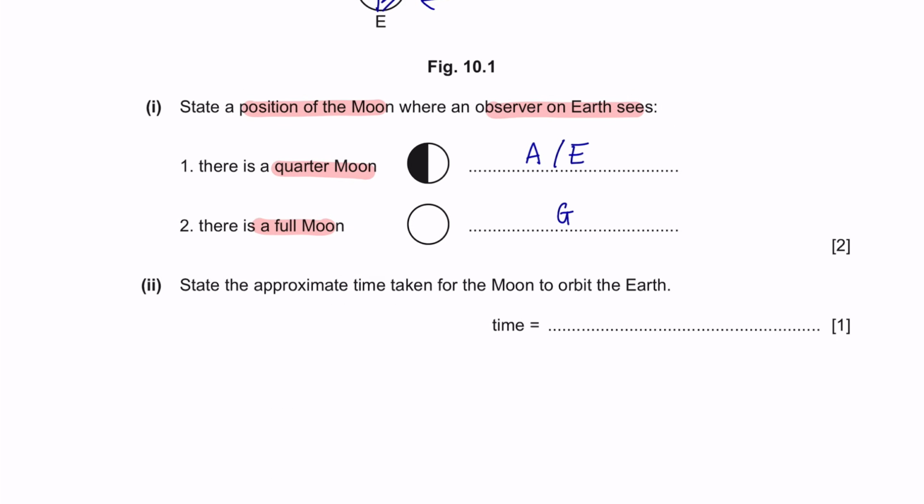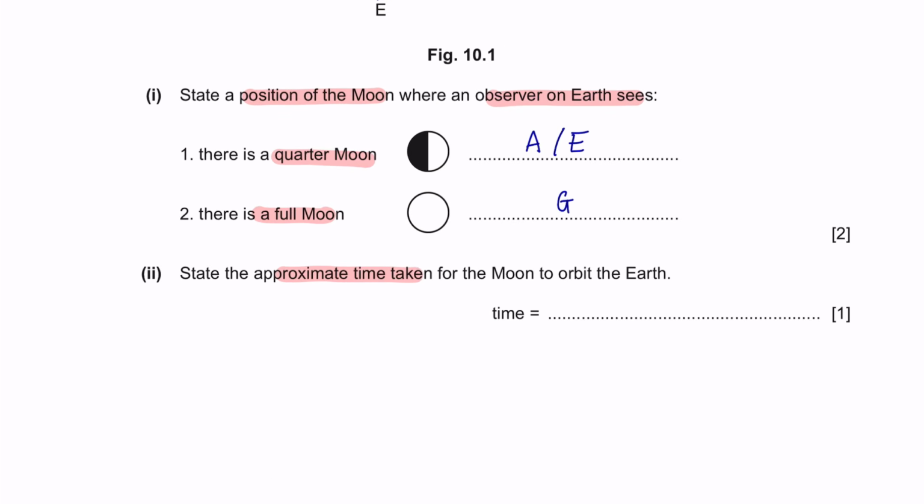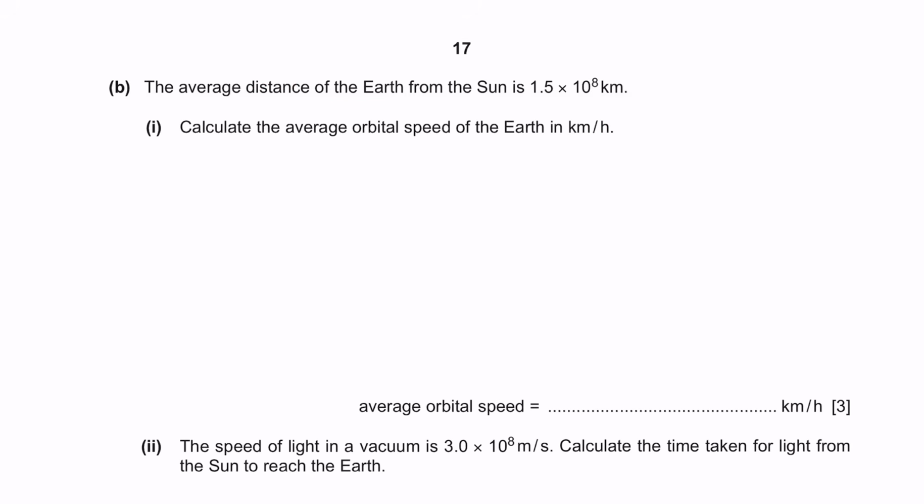Next question, part 2. State the approximate time taken for the moon to orbit the Earth. This is something that you should know. The answer is 28 days, which is a month. Question B. The average distance of the Earth from the sun is 1.5 times 10 to the power of 8 kilometers. Calculate the average orbital speed of the Earth in kilometers per hour.